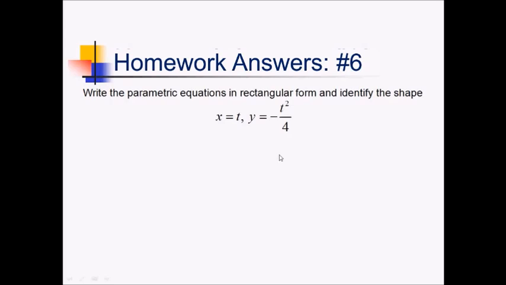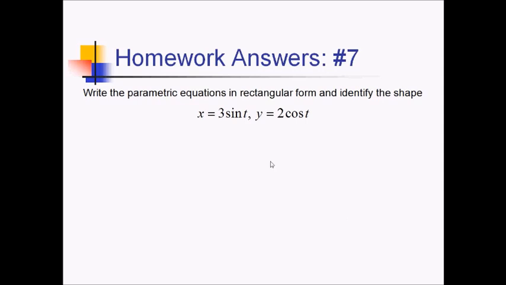For number 12, we're trying to put this in rectangular form. So since we don't have any trig functions, we're just going to do some normal substitution to get rid of the t's. We see that x equals t, so then we can rewrite the second one as y equals negative x squared over 4. And this is definitely the equation of a parabola, one squared term.